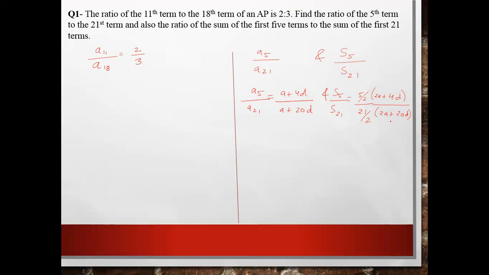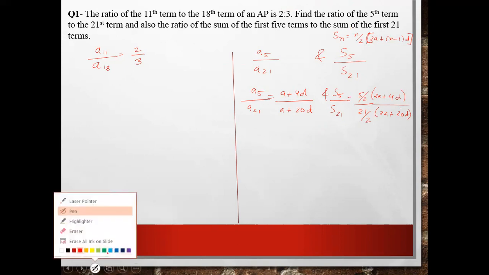If you don't understand what I am writing and how I am writing this, please comment below. For your kind information, I'm writing the formula for Sn. It is n by 2, 2a plus n minus 1 into d. This is the formula I'm applying here. If you don't understand, please let me know. All right. So now let's start the question.